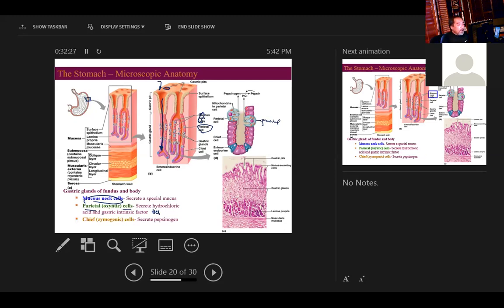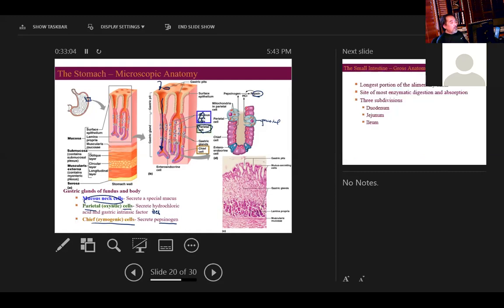Okay, and the last of those cells, the chief cells, their secretion is called pepsinogen. Okay, it's an enzyme. Pepsinogen is secreted by the chief cell, and the parietal cell secretes hydrochloric acid, and then once hydrochloric acid acts as an activator, or what we call a substrate, for pepsinogen, it turns to pepsin. Okay, the pepsin is an active form of your enzyme that will digest your proteins. Okay, so you got those three cells.